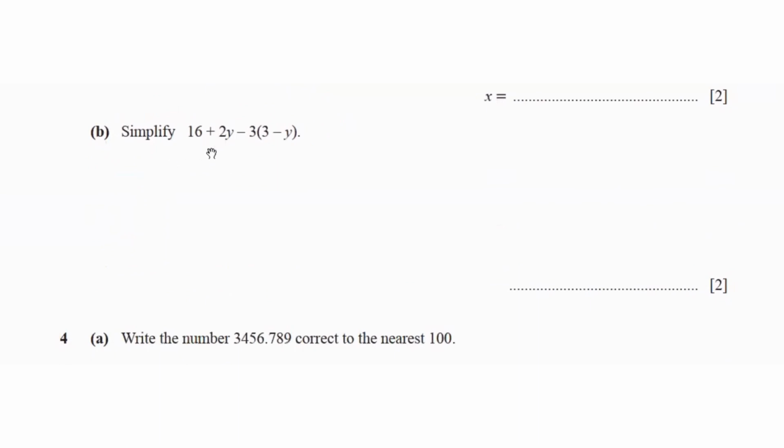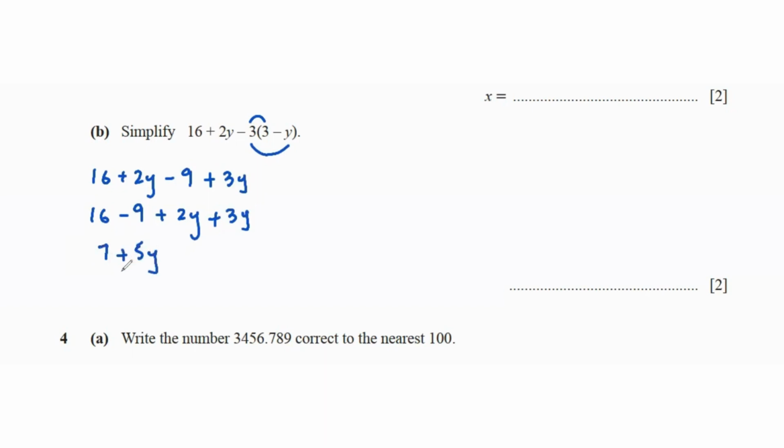Part B says simplify 16 plus 2y minus 3 times 3 minus y. We're going to expand the bracket, then collect the like terms. So 16 plus 2y minus 9 plus 3y. 16 minus 9, plus 2y plus 3y, is basically 7 plus 5y.